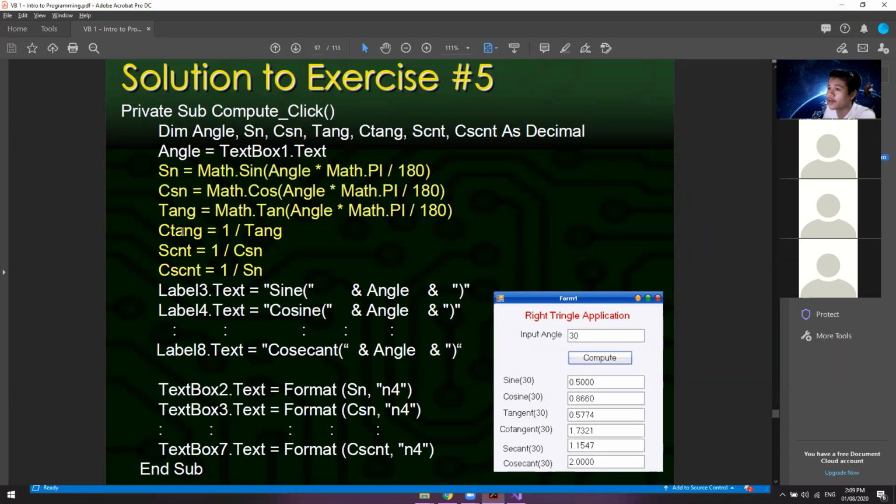For cotangent, secant, and cosecant, this is the formula. It's the same: 1 divided by Math.Tan, and then 1 divided by Math.Cos, and then the angle also with Math.PI. So it's the same thing. They're all here, and everything is complete.